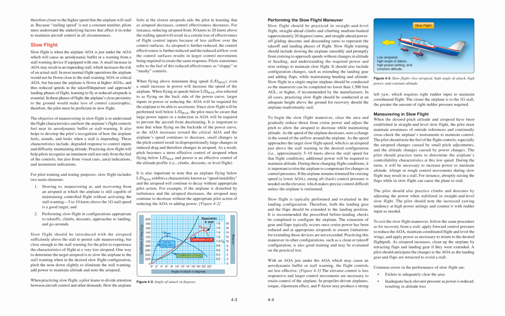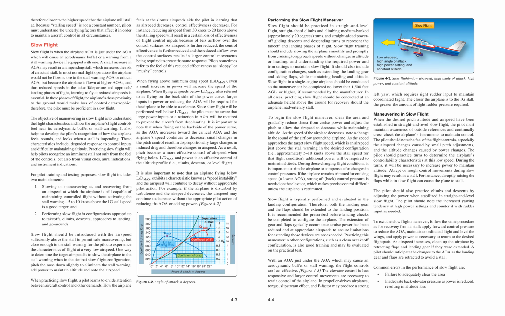Figure 4-3. Slow flight: low airspeed, high angle of attack, high power setting, and constant altitude. In propeller-driven airplanes, torque, slipstream effect, and P-factor may produce a strong left yaw, which requires right rudder input to maintain coordinated flight. The closer the airplane is to the 1G stall, the greater the amount of right rudder pressure required.